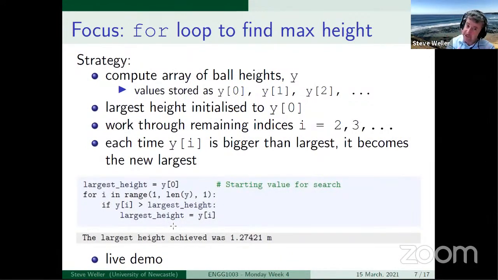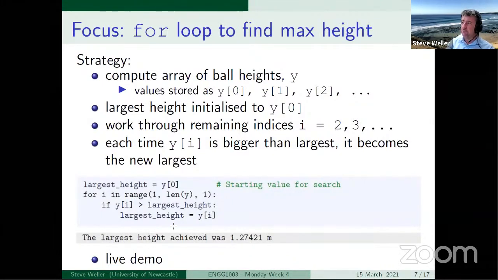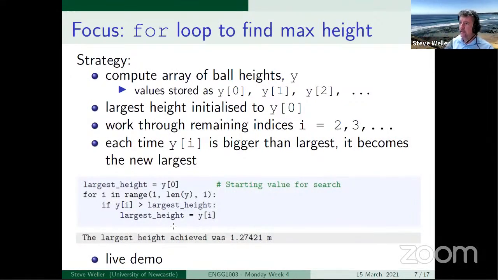But our strategy here was to exhaustively search. In general, for loops are perfect when you want to do an exhaustive search, when you want to check every single element of an array for some condition. A for loop is the way to go.